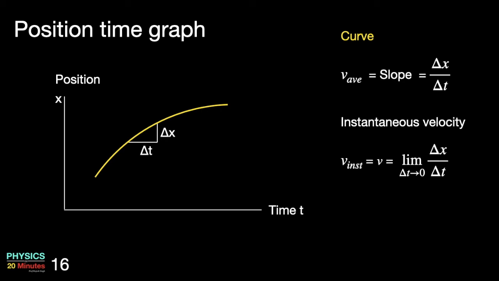Again, we have seen in the derivative video that this is nothing but derivative of x with respect to t, which we can simply write as v. Therefore, velocity is a derivative of position with respect to time.